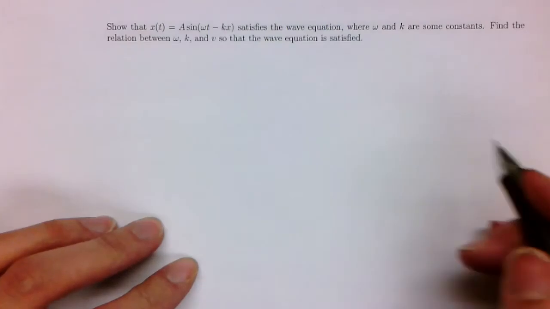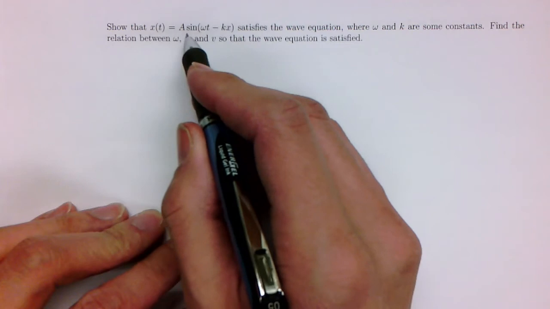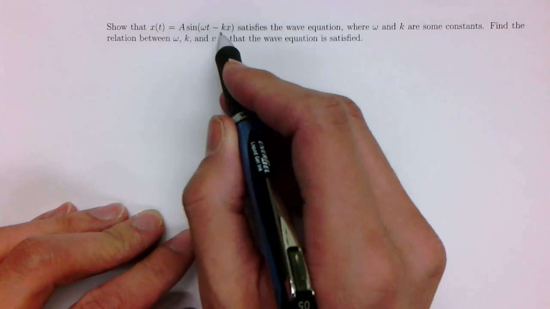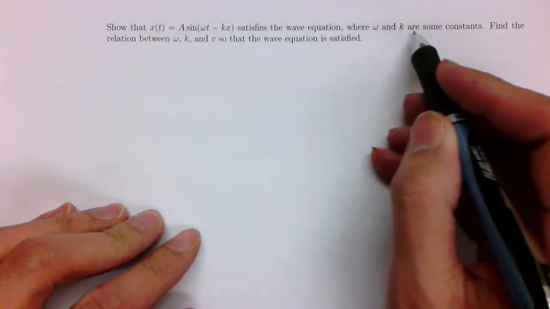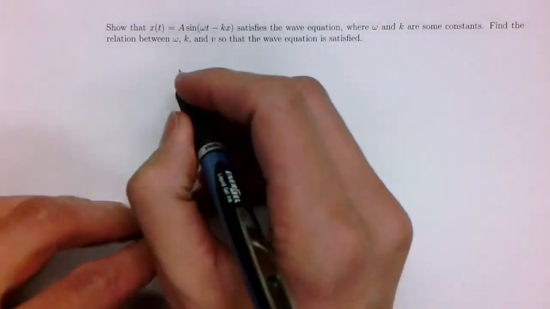In this example, we will encounter the wave equation. Show that y of t, which is equal to A sine(omega t minus kx), satisfies the wave equation, where omega and k are some constants. Find the relation between omega, k, and v such that the wave equation is satisfied.